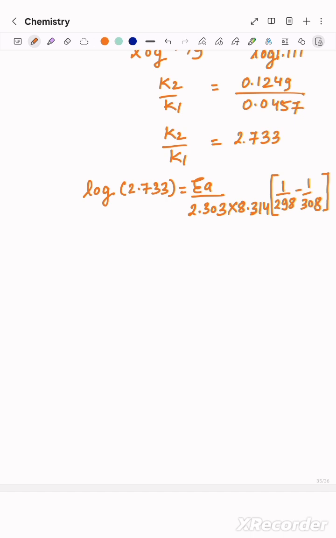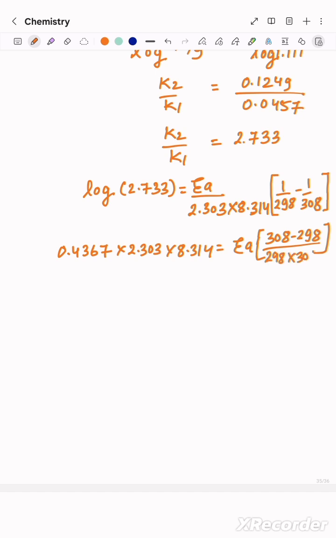Now we solve this equation. So log 2.733 will equal 0.4367, multiplied by 2.303, multiplied by 8.314, is equal to EA into 1 upon, now after taking the LCM, this will become 308 minus 298 upon 298 multiplied by 308.